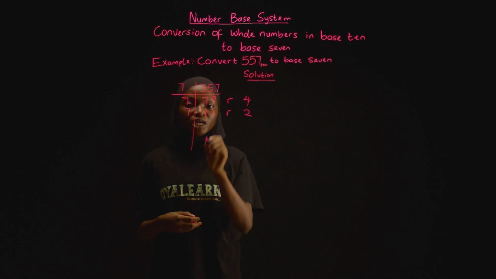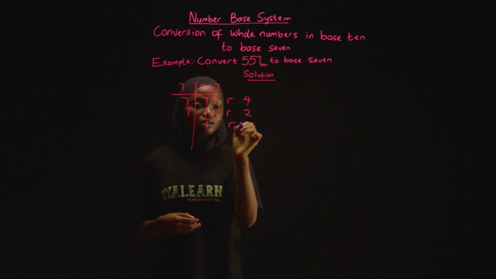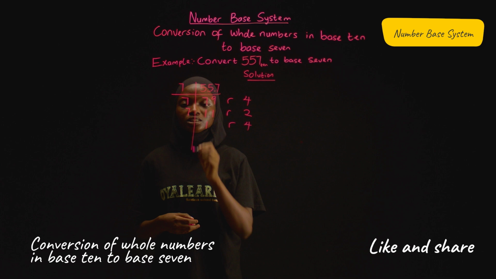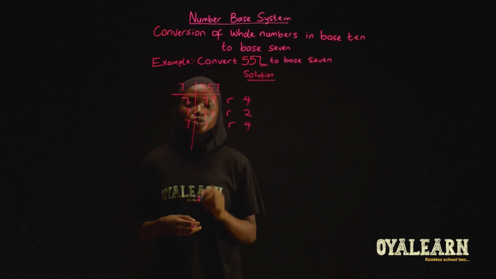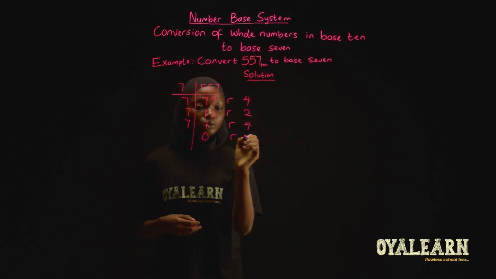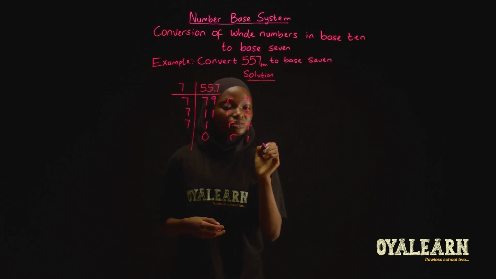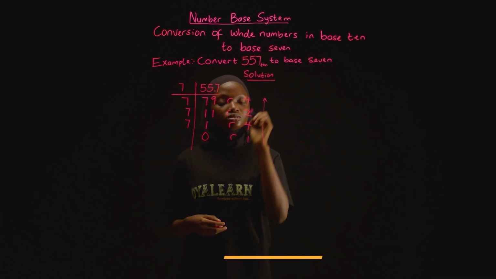7 goes in 11, we have 1. Remainder 4. We divide again by 7. 7 goes in 1, you have 0. Remainder 1. Now we take the remainders upwards.